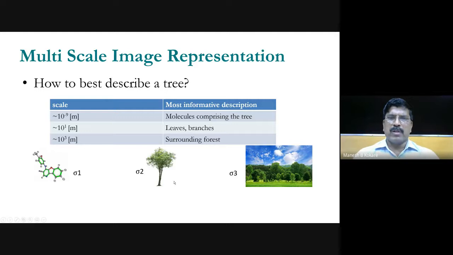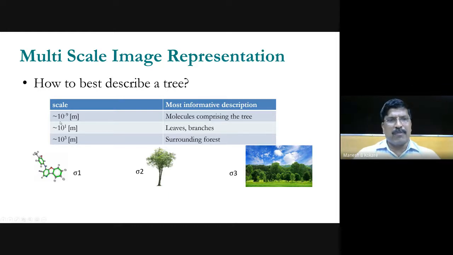So how can we describe the tree, right from the molecular level, from the leaf level, to the entire tree, to the entire jungle? You get different information at different scales. That's why, when we do scene analysis in computer vision, you need to have information at different scales about that scene. Then you can explain or analyze that scene very well.